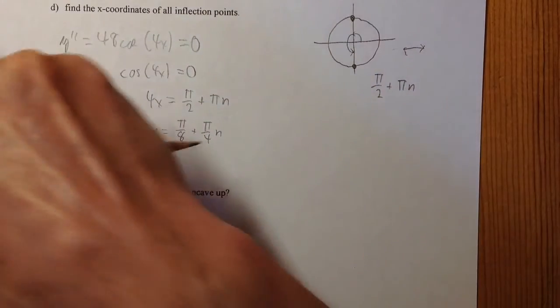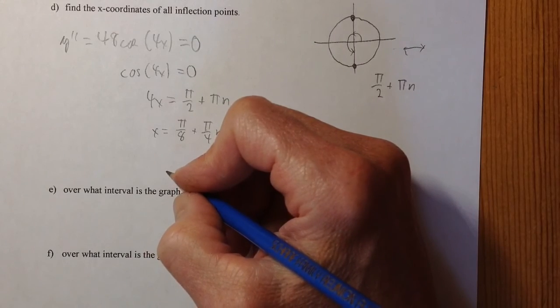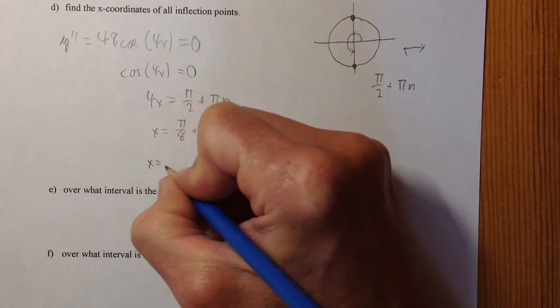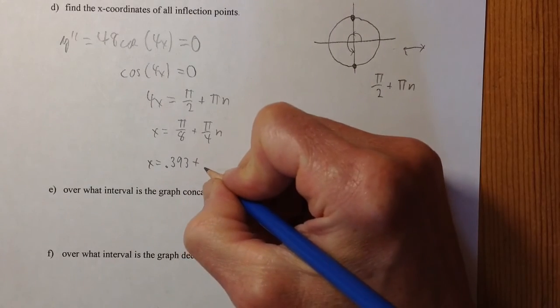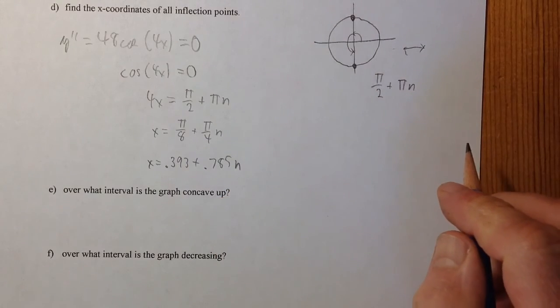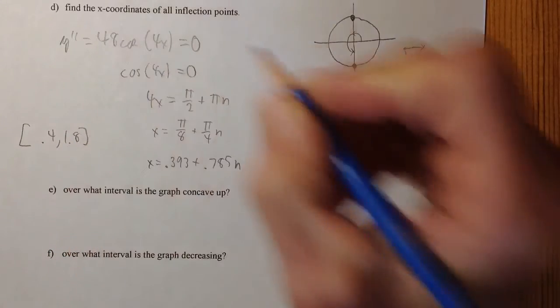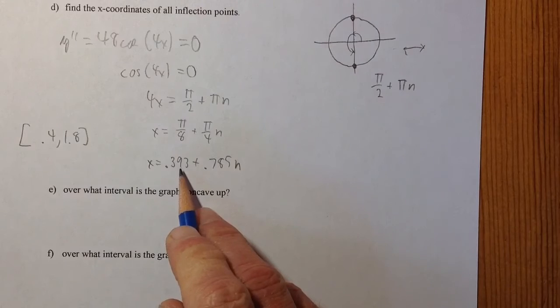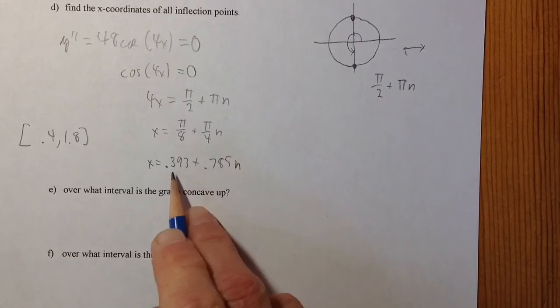Let's give us some numbers there so it's easier to figure out what's going on. So pi divided by 8 is 0.3926, say 0.393. So x is equal to 0.393 plus pi over 4 is 0.785, plus 0.785 n. We want to be in between 0.4 and 1.8. Let me write that down here. 0.4 and 1.8. Let's see, 0.393 doesn't cut it, right? So we got to add 0.785, or n equal 1 solution. That's going to work.